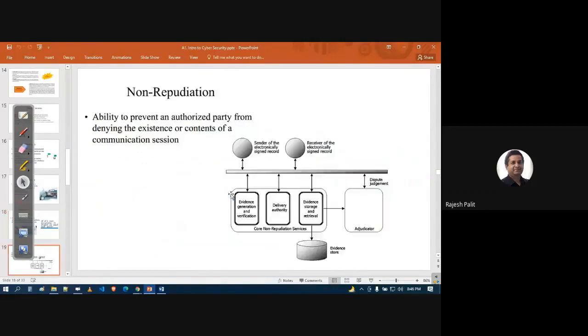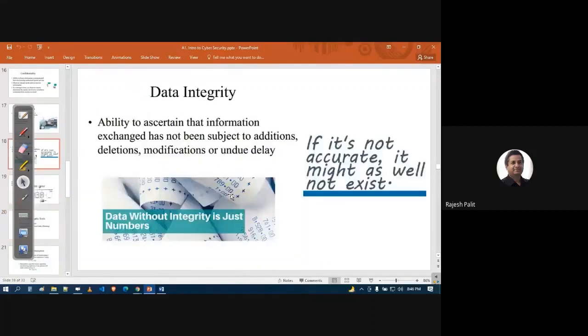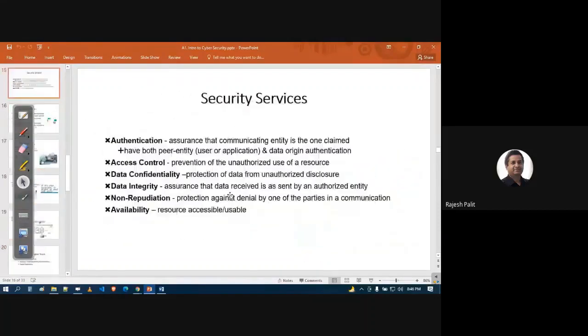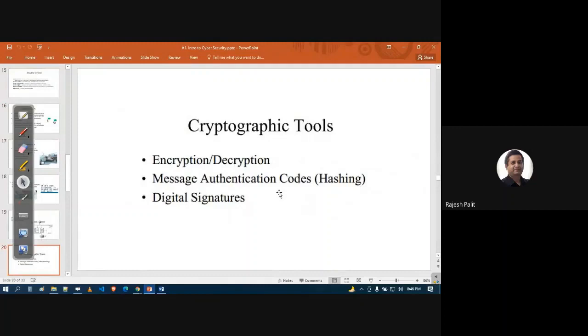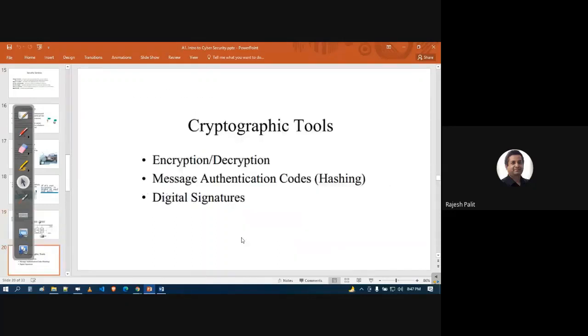Okay, data integrity already mentioned a lot of times. I think this is fine. Non-repudiation already mentioned, right? Yes, sir. Now, these are the security services or cryptographic services. Now, the cryptographic tools. What are the cryptographic tools? The tools are encryption, decryption, message authentication codes or hashing, and digital signature. These services are built or designed using these tools.